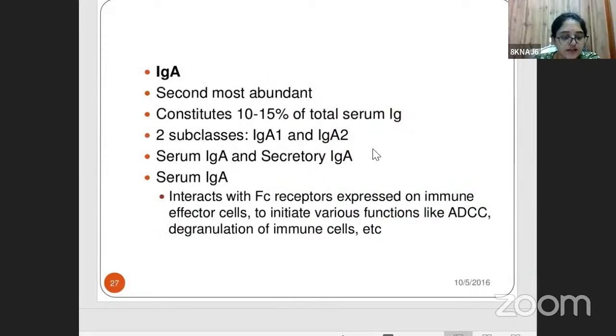Now let us have a look at IgA. It is 10 to 15% or 15 to 20% of the serum immunoglobulins, the second most abundant.